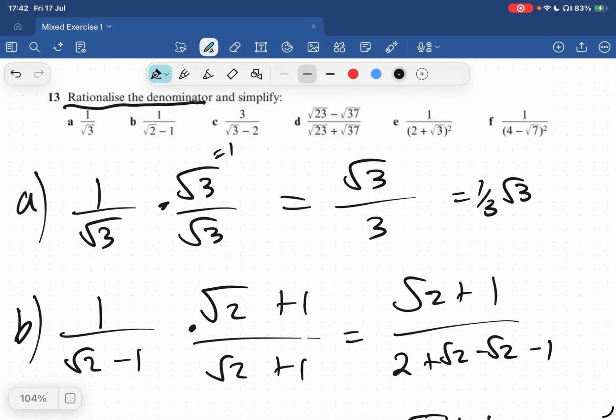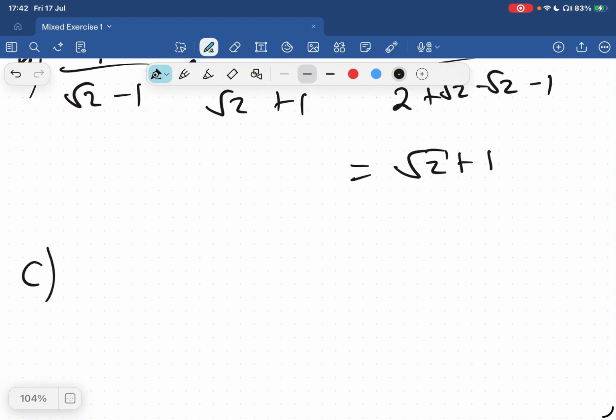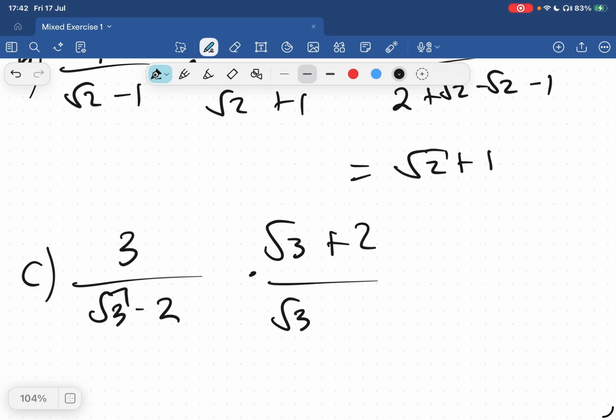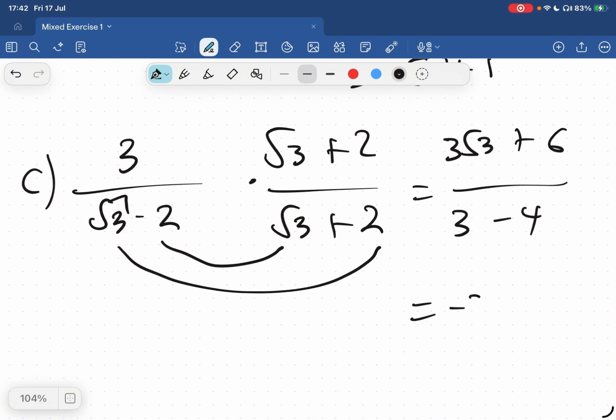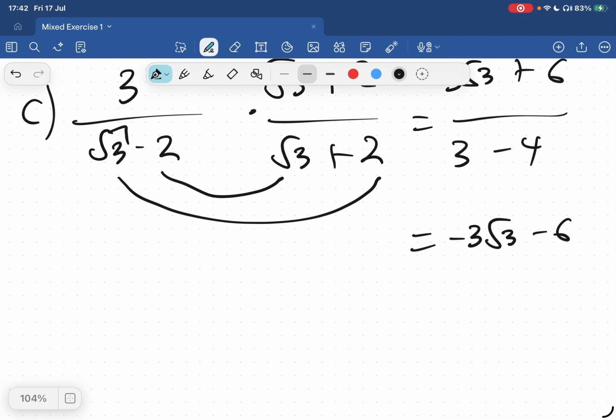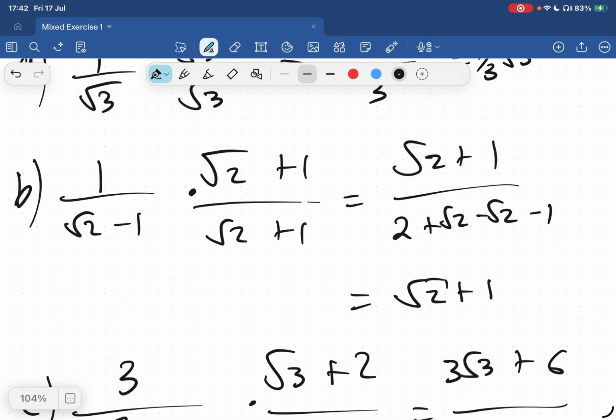Now we're looking at C. We've got 3 over root 3 take away 2, exact same method. We need to times by root 3 plus 2 now, because this will cancel on the bottom. We get 3 root 3 plus 6 over 3, and now this plus 2 root 3 take away 2 root 3, so those cancel and we just get left with negative 1 in the denominator, so we get negative 3 root 3 take away 6 is our final answer there. Moving on to D.